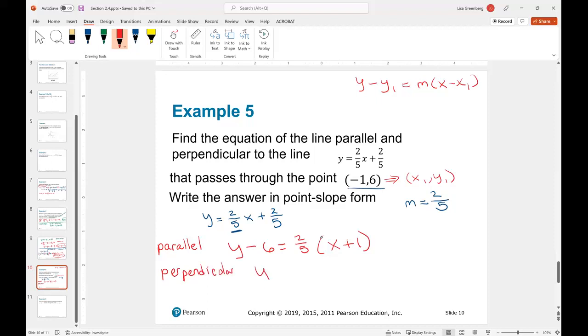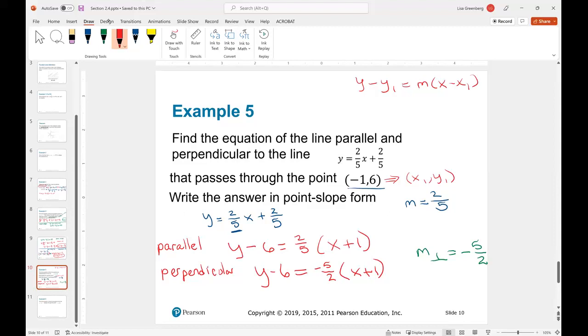If I want to find the perpendicular line, I would have the same thing, right? It's the same point. So y minus 6 equals, but now my slope has to change. My new slope, which is perpendicular, is equal to the negative reciprocal. So the opposite, whatever you want to call it, negative reciprocal, opposite. So all I have to do is change the slope, because they're both passing through that same point. I don't have to change anything else. So that's why point slope is actually really nice.